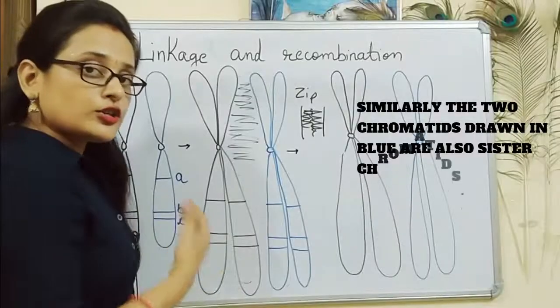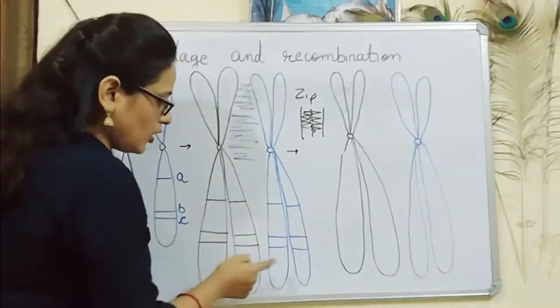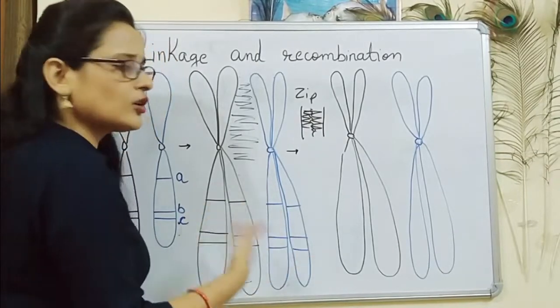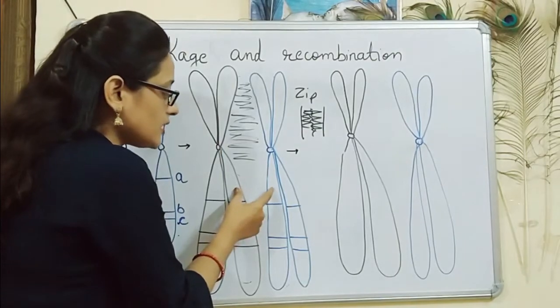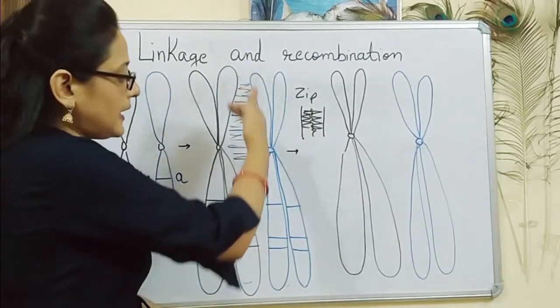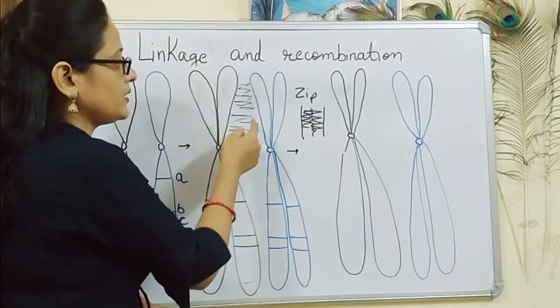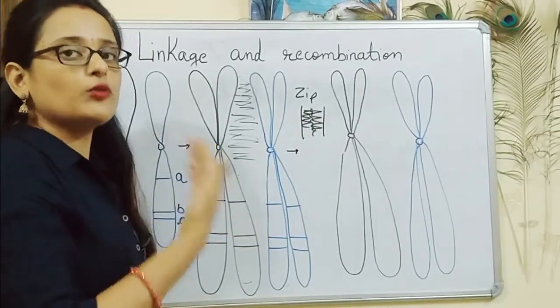Crossing over can take place between any two non-sister chromatids. Any non-sister chromatids can undergo crossover. It mostly takes place between these two internal non-sister chromatids, and it can take place at any point. Let's suppose a gene is present over here, so it can take place over here or over here. It can take place at more than one position.